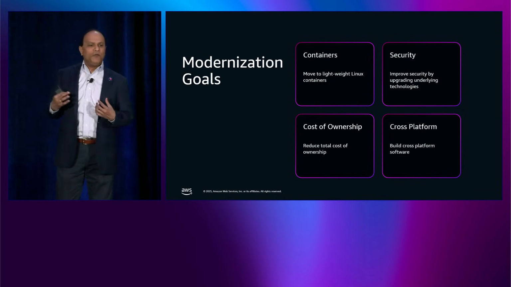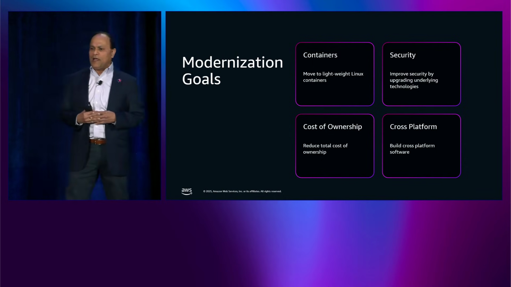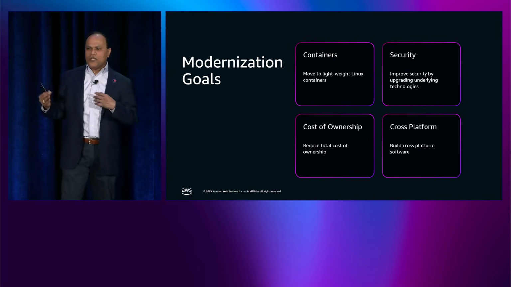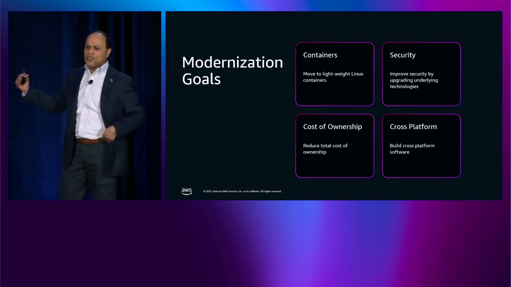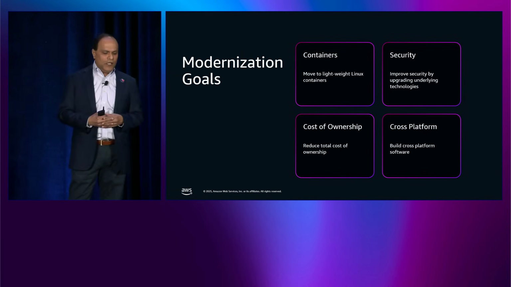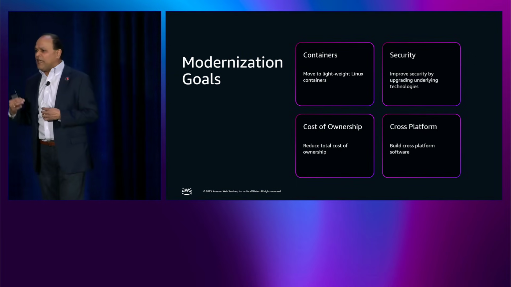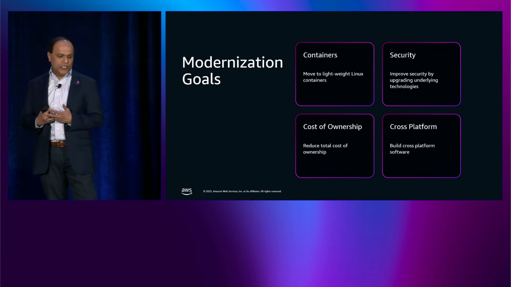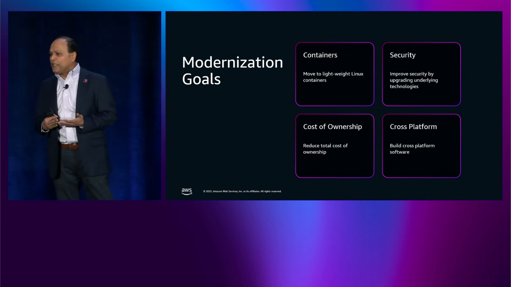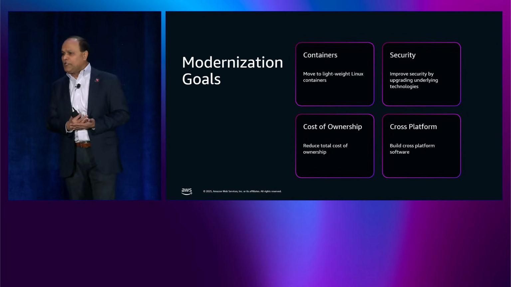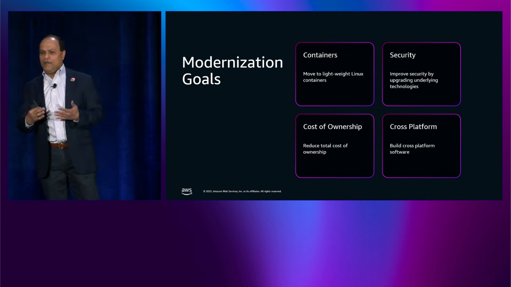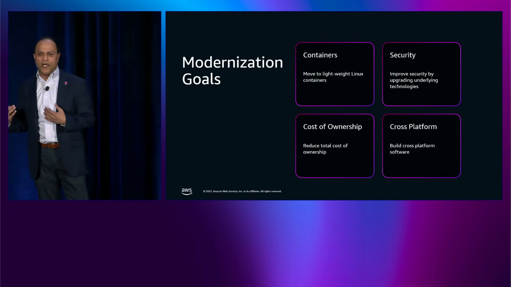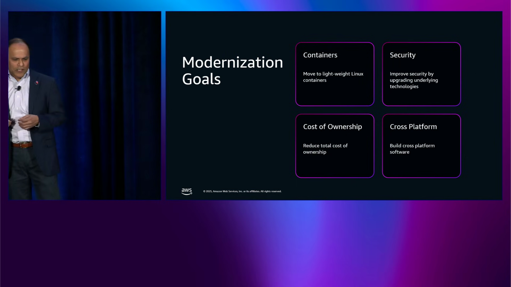So with that, we set some goals for modernizing our application and the service that we were offering to our customers. We started talking to some partners, Cloud Hedge and Amazon. We realized that we needed to containerize as quickly as possible, moving to a lightweight Linux container model. We needed to improve our security posture, bring down the total cost of ownership, and more importantly, be able to go cross-platform, which was limited in .NET 3.5.